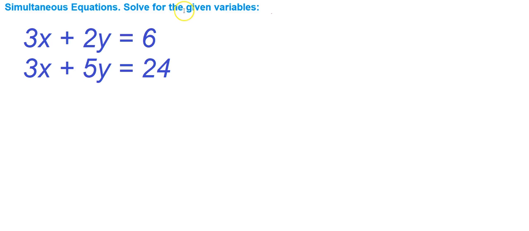We're asked here to solve for the given variables, and you'll notice that there are two unknowns, two variables in each equation. We've got a pair of simultaneous equations here, and we have to find out the value of the x and the y. And the important point to notice is that the value of this x is exactly the same as the value of that x. The value of this y is exactly the same value as that y.